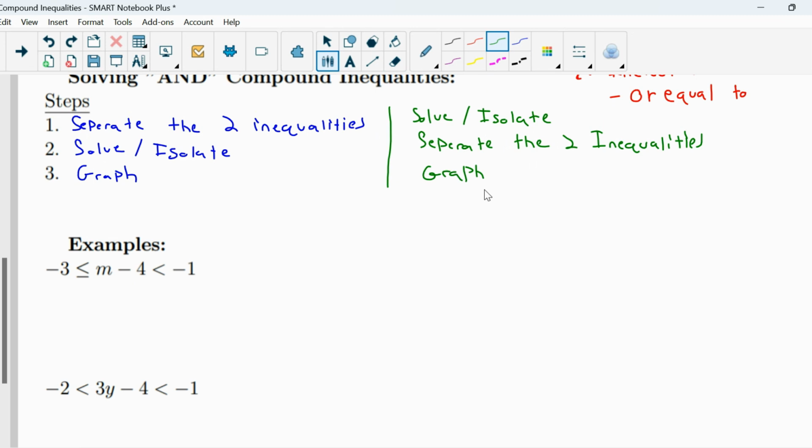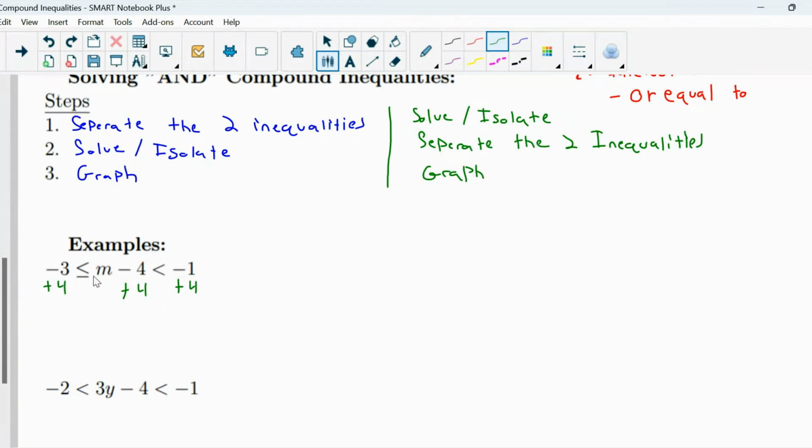Okay, so let's start diving into our first example here. Okay, I'm going to start by solving it the green way. So when you solve/isolate first, you are going to do all of your operations to both sides of your compound inequality. So if we were to try to solve/isolate for m, we need to start by adding 4 to both sides.